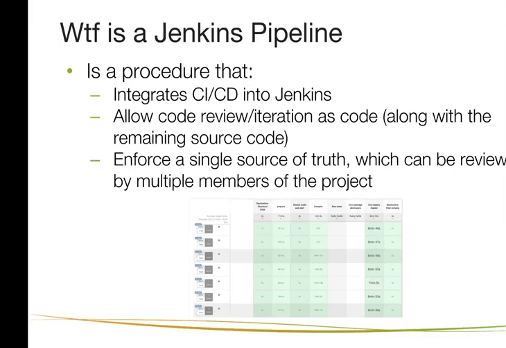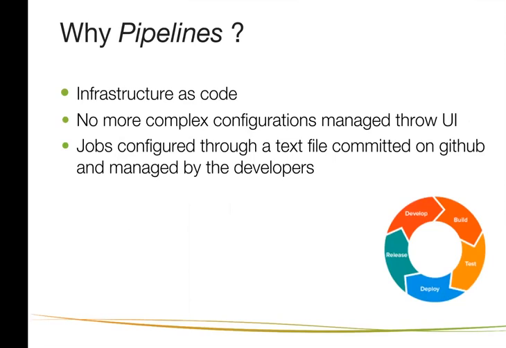This is good because instead of using the UI, where nobody knows exactly how to use it, we have a single source of truth. We have a text file that has all the steps and all the configurations that you want to use to build your project. This is the reason why we use pipelines: to have infrastructure as code with that text file, which we will talk about later, to not do complex configurations in the UI, and to have the configuration file committed on GitHub and accessible to everybody.